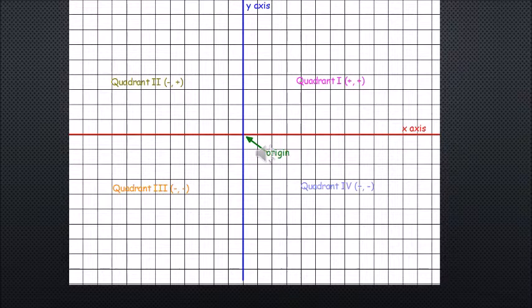In Quadrant 1, both the x and the y coordinates are positive. In Quadrant 2, the x-coordinate is negative and the y-coordinate is positive. In Quadrant 3, both the x and y coordinates are negative. And in Quadrant 4, the x-coordinate is positive and the y-coordinate is negative.